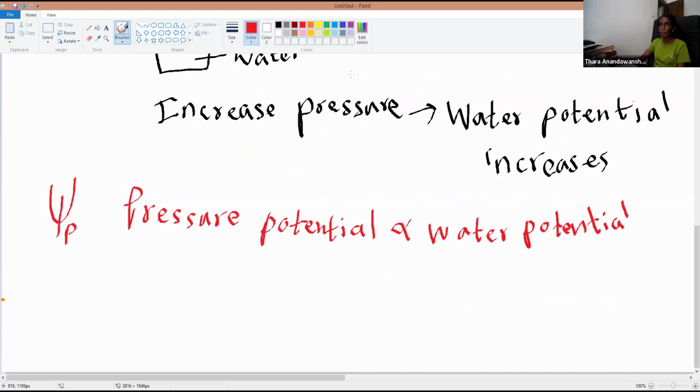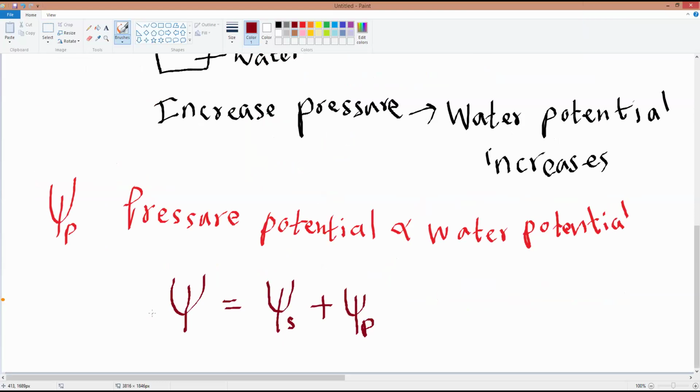Now we are going to create some equation. Create an equation here. That is called water potential equation. Psi is equals to psi s plus psi p. Understood? What is psi here? Water potential. What is psi s here? Solute potential. What is psi p here?